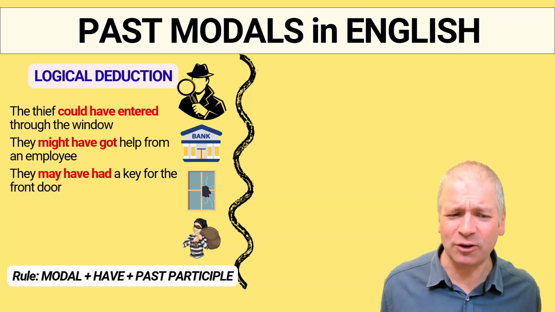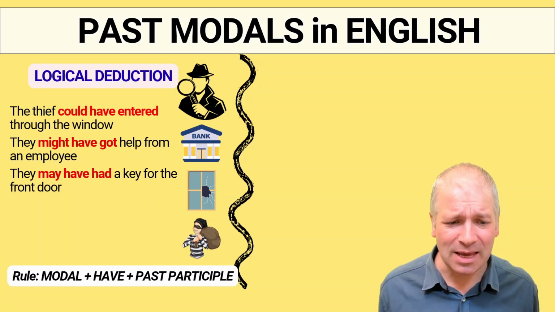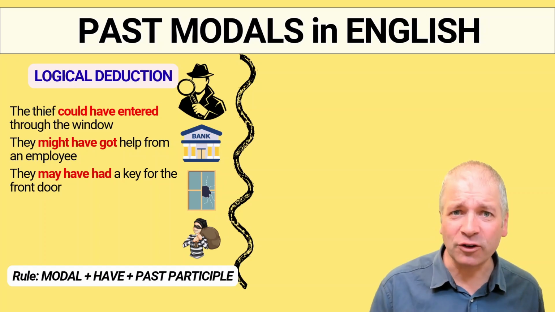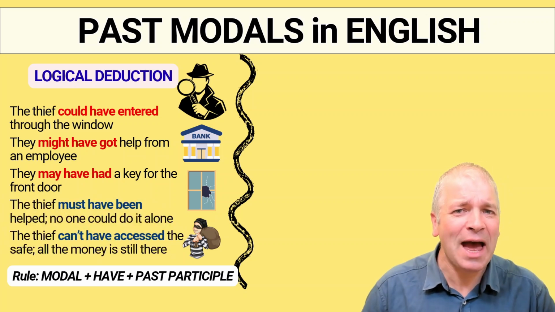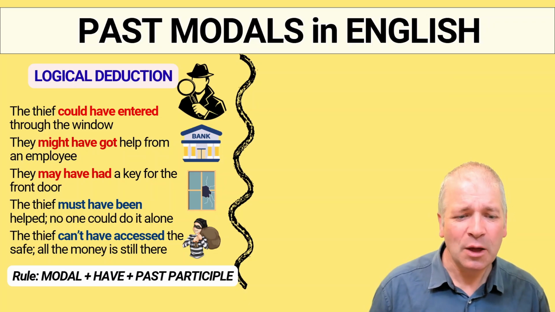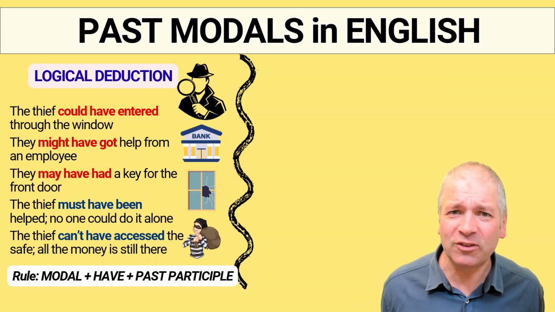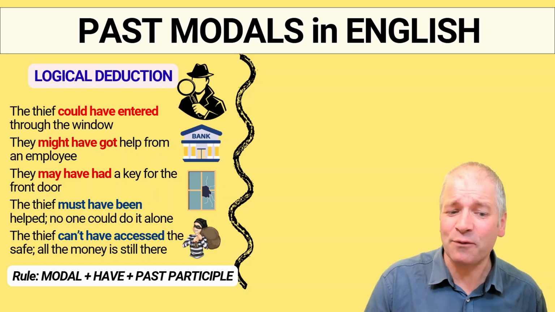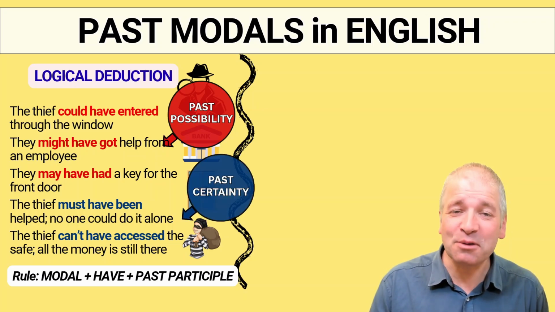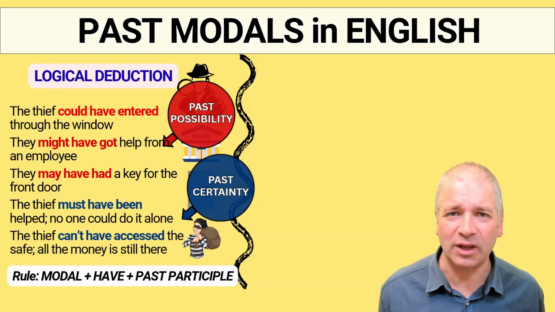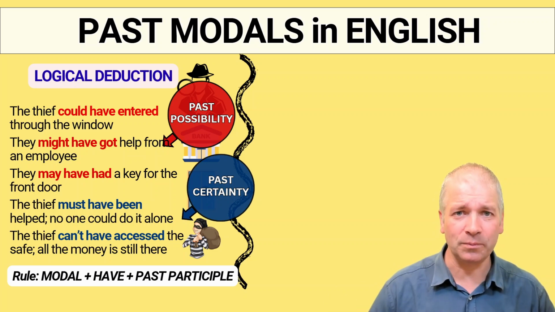The thief could have entered through the window. They might have got help from an employee. They may have had a key for the front door. But there are other thoughts that the detective has which are a little bit more certain. The thief must have been helped. No one could do it alone. The thief can't have accessed the safe. All the money is still there. And these are examples of past possibility using could, might and may, and then past certainty using must and can't. Notice that can't is negative past certainty, certainty that something is not true.